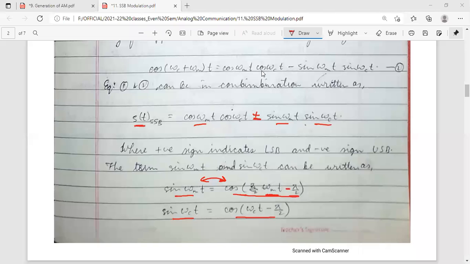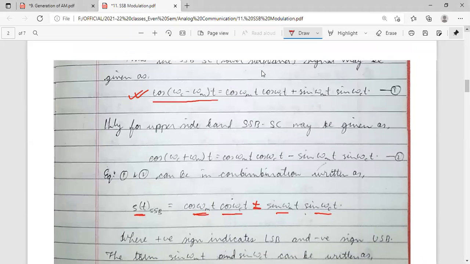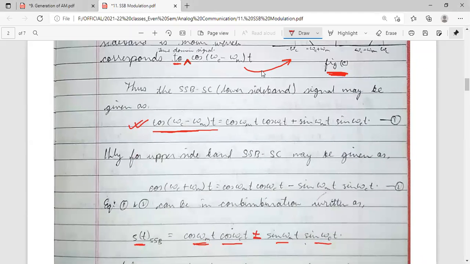So SSB-SC cos omega. What I want to tell you is that we need to generate either the upper sideband or the lower sideband, and we are interested only in that. We have cos omega mt and cos omega ct. We know that if we want the lower sideband, this term should appear: cos omega mt cos omega ct plus sin omega mt sin omega ct.